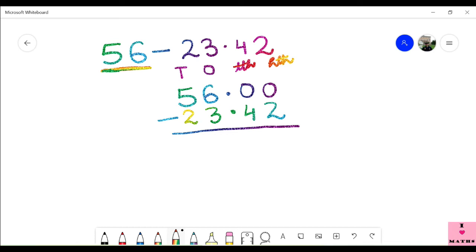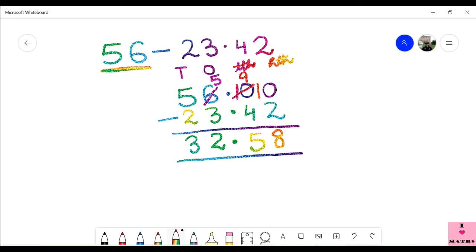Now 2 cannot go from 0, so we will have to borrow. This 0 will borrow from here. This becomes 5 and this becomes 10. When this 0 will borrow, this becomes 9 and this becomes 10. Now 10 minus 2 is 8. 9 minus 4 is 5. Decimal will come under decimal. 5 minus 3 is 2. And 5 minus 2 is 3. So the answer is 32.58.